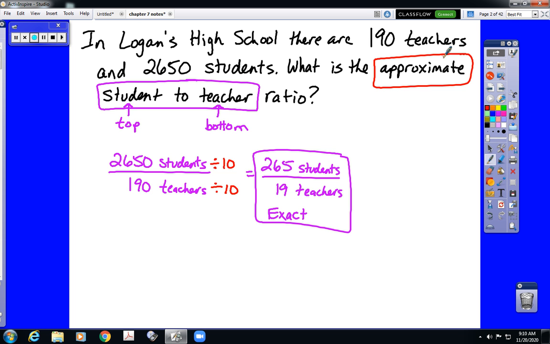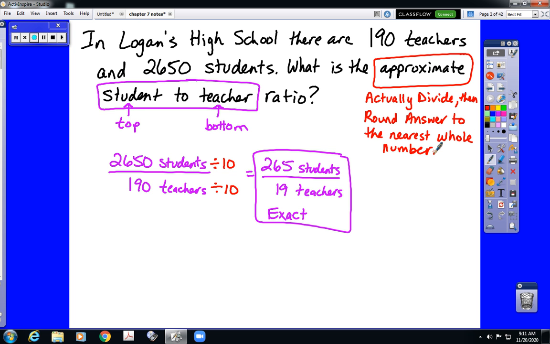So when you see this word, what we're going to do is actually divide, then round your answer to the nearest whole number. Why whole number? Because we're talking about students, so we're not going to have part of a student, okay? So we carry out that division, 265 divided by 19. So go to our calculator and we type in 265 divided by 19.